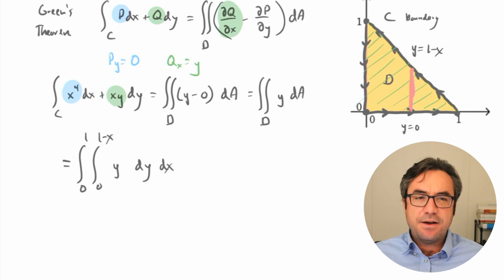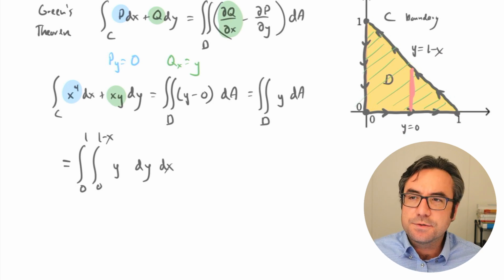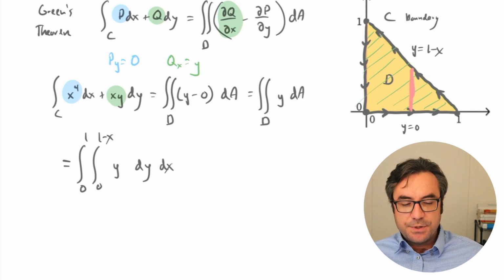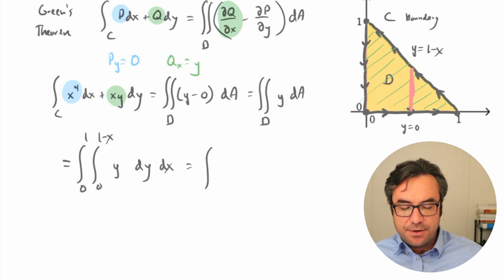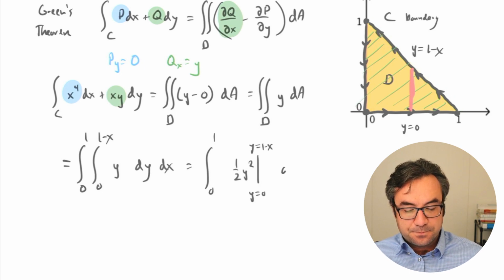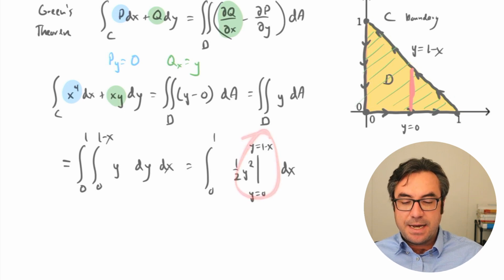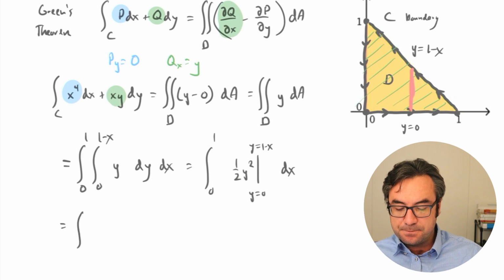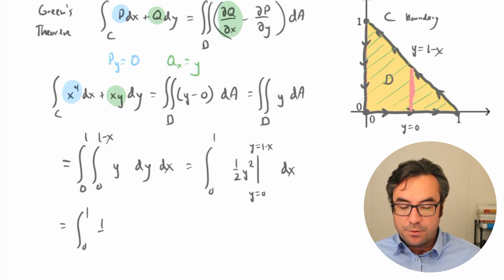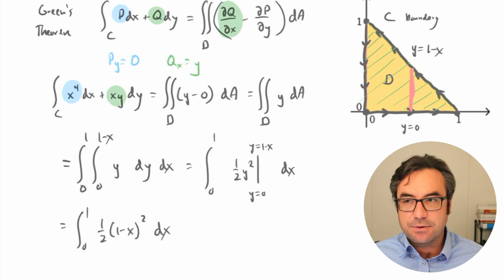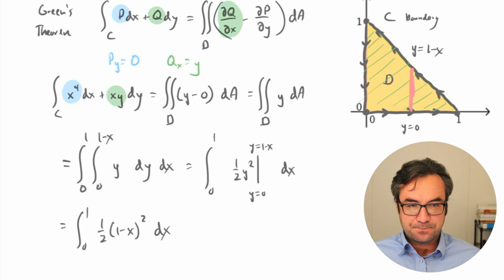All right, so now we just have an iterated integral to do. So we start with our y integration. Antiderivative of y is 1/2 y squared. And then we're going to evaluate this from y equals 0 to y equals 1 minus x. And then we'll do our x integration after that. Let's evaluate. So the top number gets plugged in first. And we end up with 1/2 times 1 minus x squared minus 0. So I won't write the minus 0.